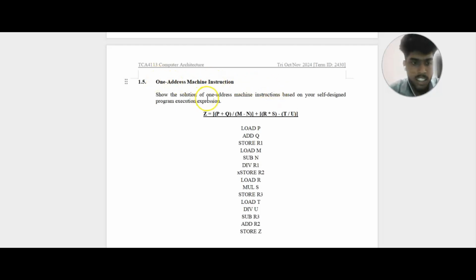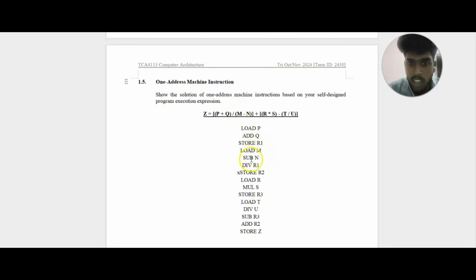In one address instruction, operations rely heavily on the accumulator and intermediate results are stored in temporary variables. Here is how we can calculate the given expression. First we calculate the left hand side, which means this part. So we have to load P first and add Q, the part inside the bracket. Then store the result in a temporary variable, which means store R1.